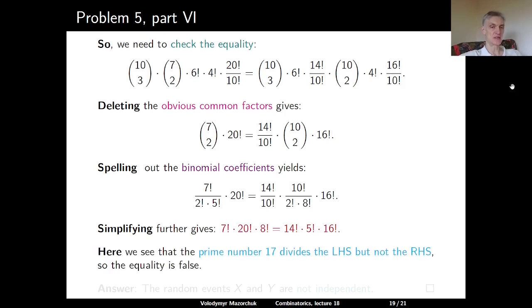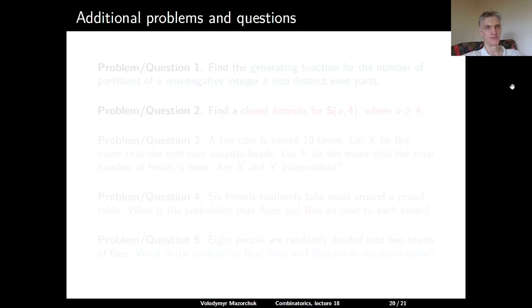But here we now see that, for example, the prime number 17 is a part of 20 factorial, so it divides the left-hand side, but it doesn't appear on the right-hand side. So this equality cannot hold, it is false. And this proves that the random events X and Y are not independent.